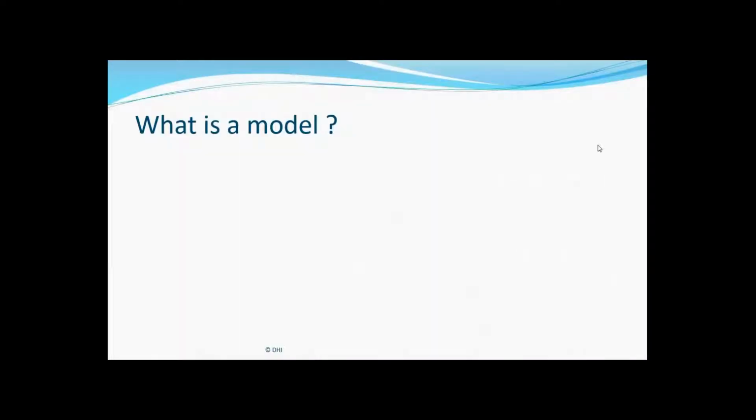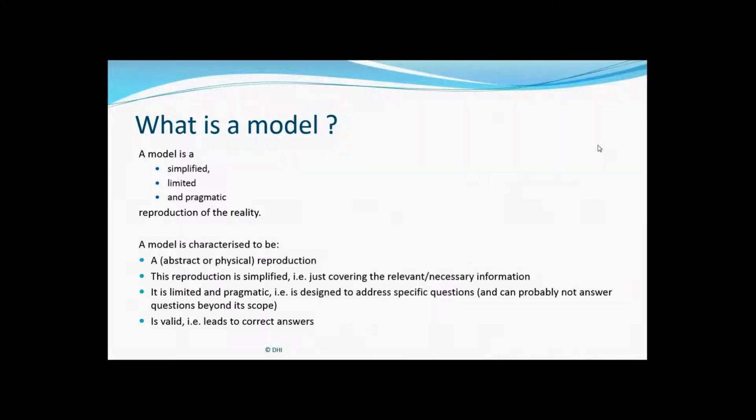First of all, I just want to mention what a model is. A model is a simplified, limited, and pragmatic representation of reality. That's a very important message. We might try to model very different systems, but it will always be an abstract of physical reproduction. It will be simplified compared to real nature. It will just cover some relevant or necessary information.